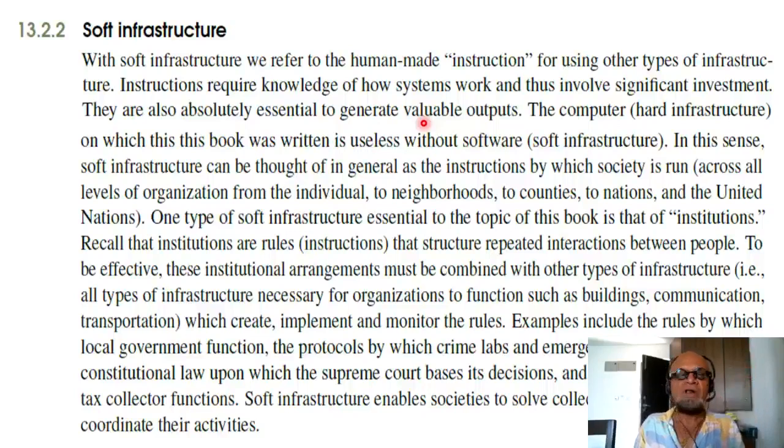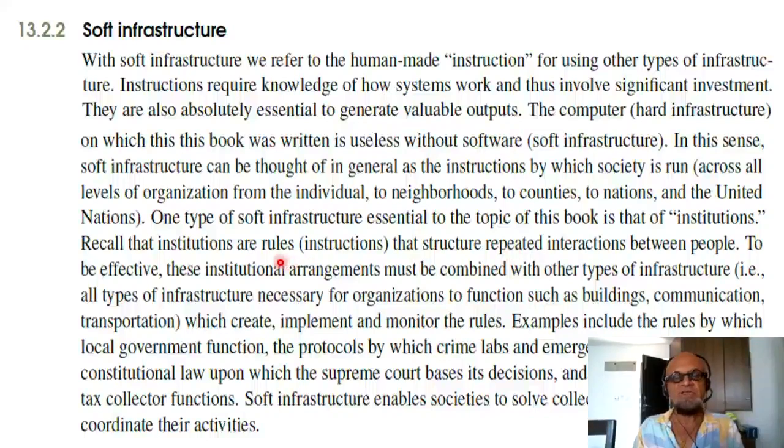The computer hard infrastructure on which this book was written is useless without the software, so that's the soft infrastructure. In this case, soft infrastructure can be thought of in general as the instructions by which society is run across all levels of organization, from the individuals to neighborhoods to countries to counties, nations, and the United Nations. One type of soft infrastructure essential to the topic of this book is that of institutions.